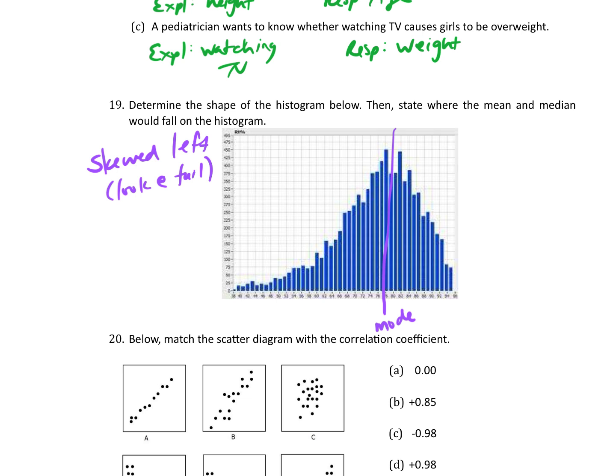For your mean, think about it. If you have outliers to the left, what does it do? It pulls your mean to the left. So just generally guessing? Yes. Okay, so this is the mean. It is going to be pulled left. It's pulled towards the tail. And then where does your median fall? In between them, in the middle.